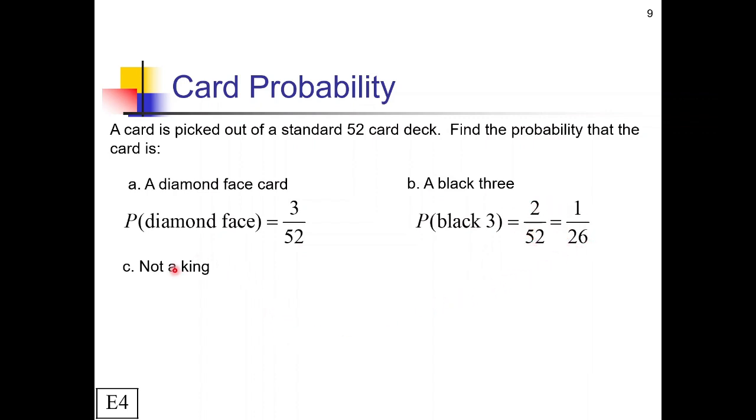And then finally, not a king. Well, there's a lot of cards that are not kings, so it actually might be easier to figure out how many cards are kings and then subtract that from the total. So we know there's going to be 4 kings, just like any type of card in this deck. So 4 out of 52. We're going to subtract that from 1. So basically subtracting that from 52 over 52, which gives us 48 over 52. And if I want, I can reduce that by 4s to be 12 over 13.